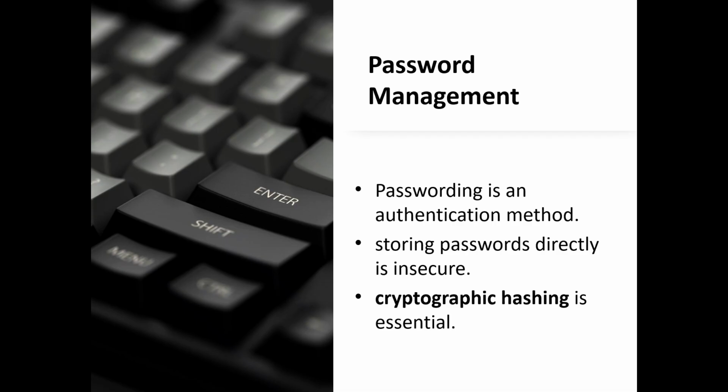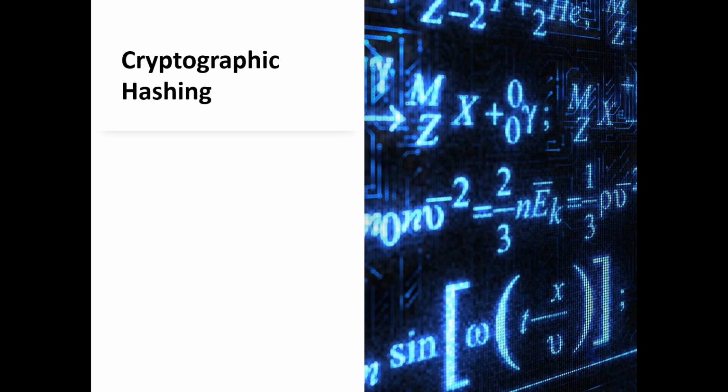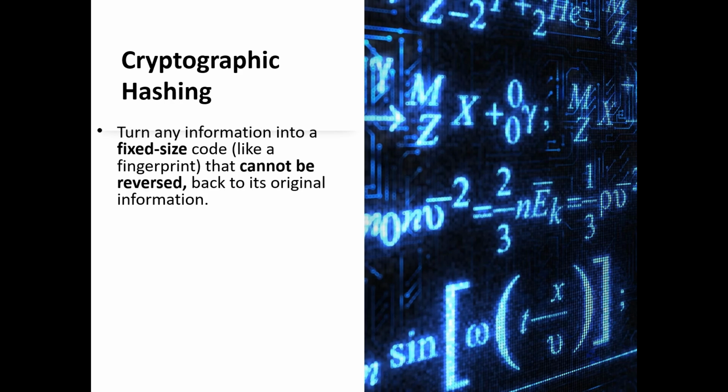So, what is cryptographic hashing? Cryptographic hashing is a way of turning any information, no matter the size, into a fixed-size code that cannot be reversed back to its original information. Let me just give you a typical example.